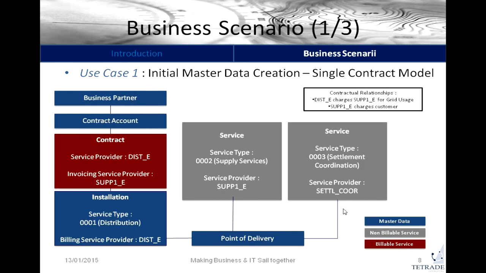If you apply a supply scenario to an initial POD that has been configured to fulfill the single contract model, one installation and one contract will be created. One or several non-billable services could be created as well according to your settings in the configuration of the supply scenario. In the illustrated model, one non-billable service should be created for the supply of energy and one non-billable service should be created for the settlement coordination.